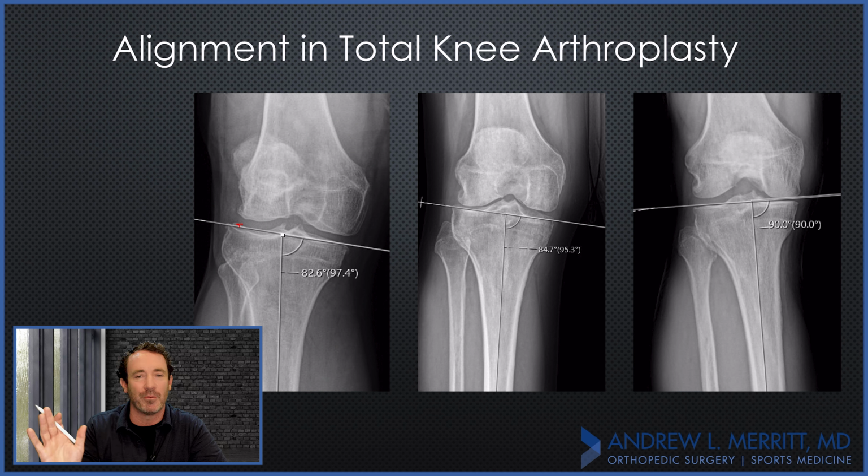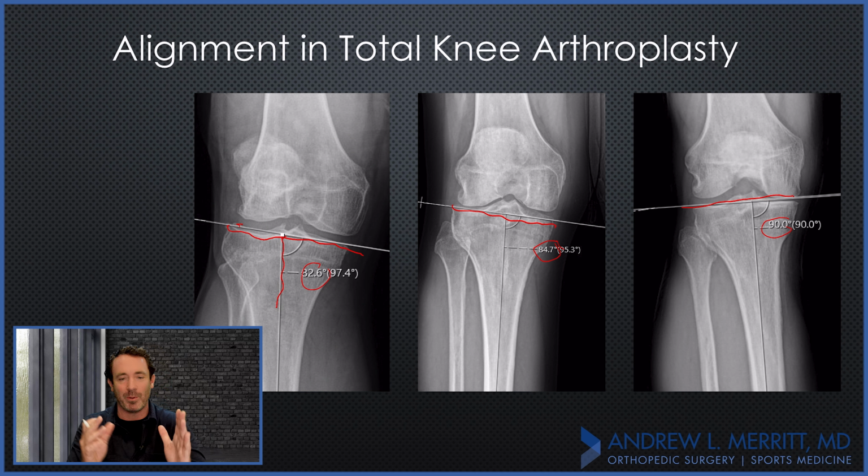This is just very simple, but what we start to talk about is how even the joint line in the knee is very different amongst people. We actually measure these degrees: 82 degrees, 85 degrees, 90 degrees. So there's a lot of alignment issues that we take into account.